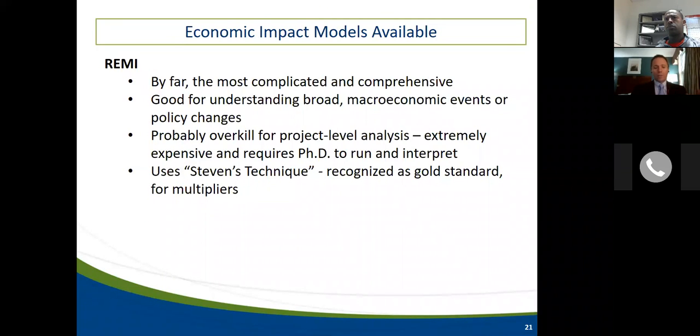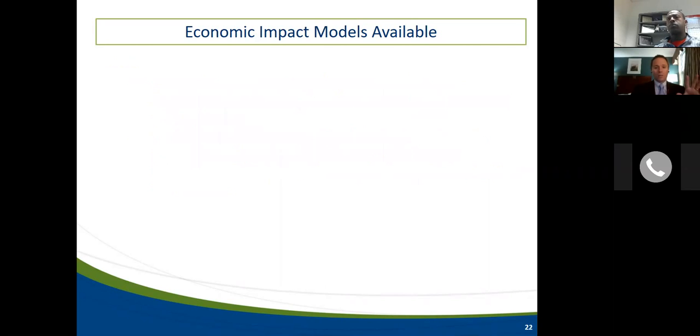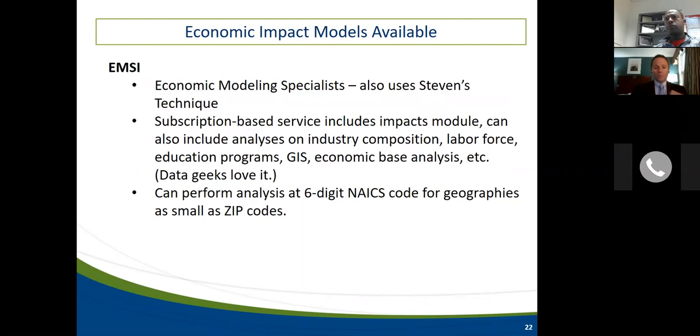REMI, I'm going to skip REMI because it's just a very expensive, very complicated model. I don't use it. I think it's too complicated for most analyses unless you're working for the Federal Reserve or something like that. So I'm not going to talk about that. And then finally, the one that we used to use IMPLAN, we now use EMSI. It's the same one that Andre was talking about at the state level. It also uses the Stevens technique, which I won't go into. It's about how industries do what's called cross-hauling, but it's a high sophistication model.